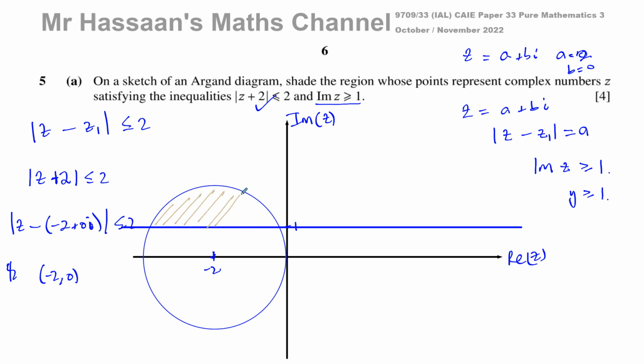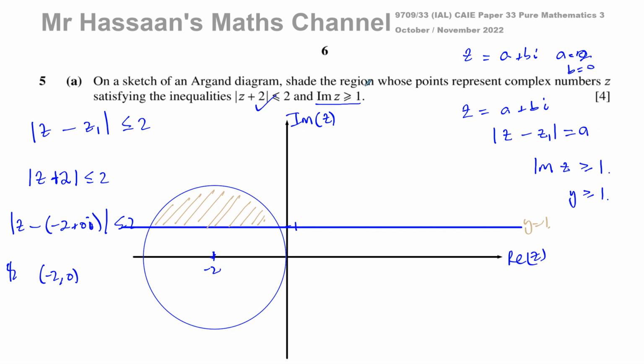This is the part that we need to shade. This is basically the line y equals 1, right? So this is the region we need to shade. It's within the circle, modulus less than or equal to 2, but above the line y equals 1. The imaginary part of z greater than or equal to 1 means the line y equals 1, basically.